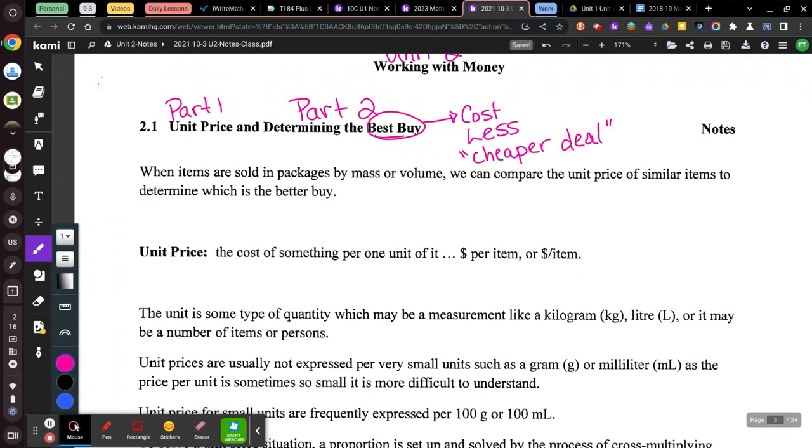So it says when items are sold in packages by mass or volume, we can compare the unit pricing to see who are the better buys. So the unit price is the cost of something per one unit of it. So it's the number per item. So it is the dollar amount per one item. Okay, that's only one item.